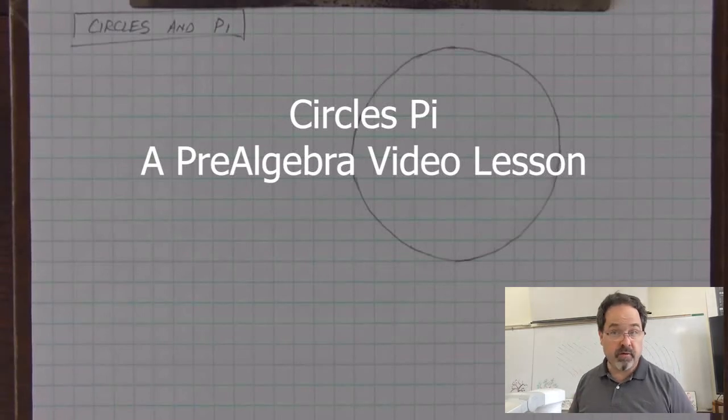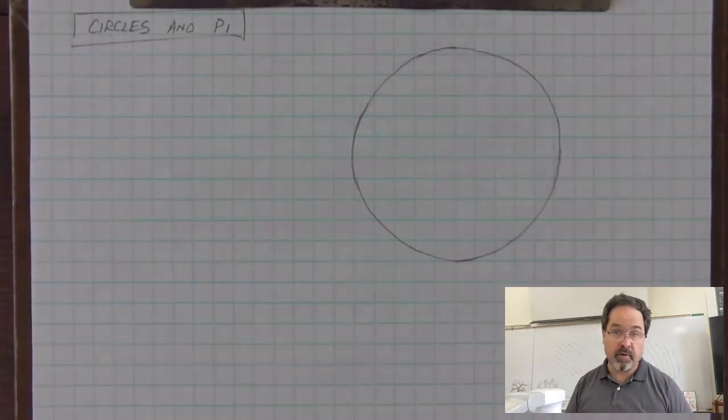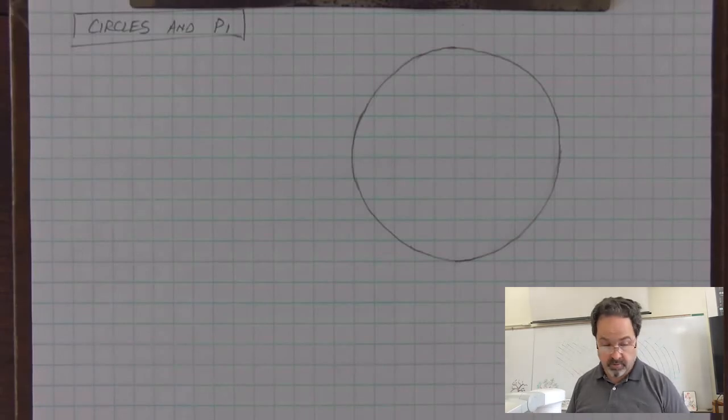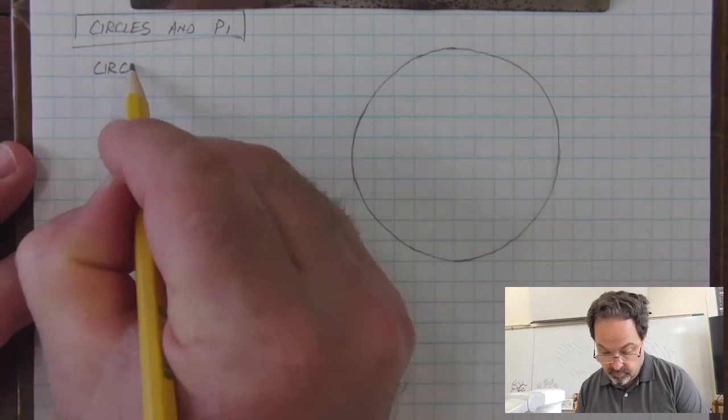VLSos here. This is a video lesson, circles and pi. Pi, spelled P-I, is the name of a very special number that comes from the geometry of circles. We're going to define a circle.